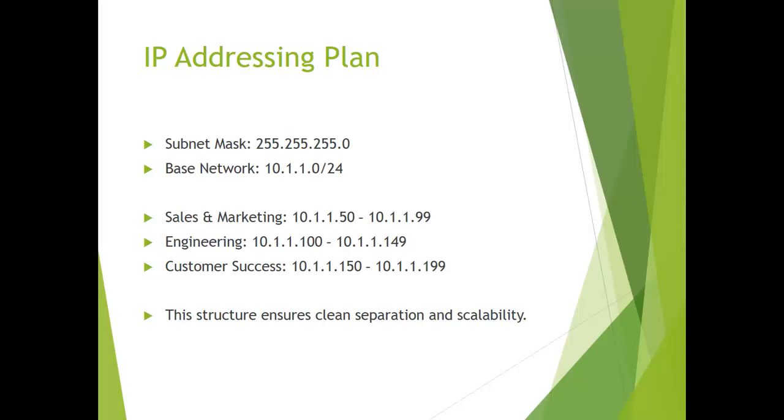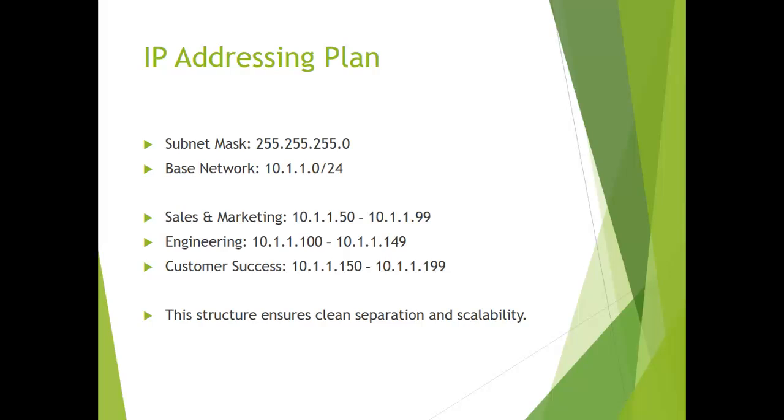So next we are going to see the IP addressing plan. Before creating any virtual networks, the first step is to plan the IP addressing scheme. So the virtual network will use a subnet mask of 255.255.255.0, which corresponds to a /24 network. This provides a total of 254 usable IP addresses, and within this address space, specific IP ranges are reserved for each department.